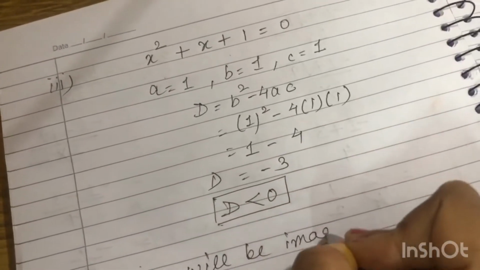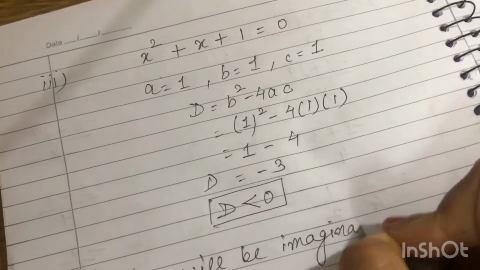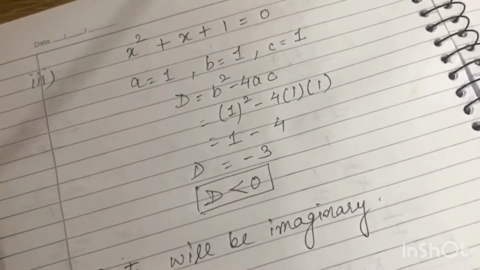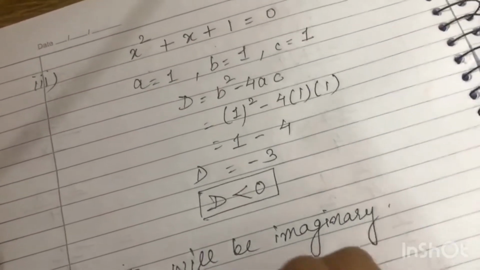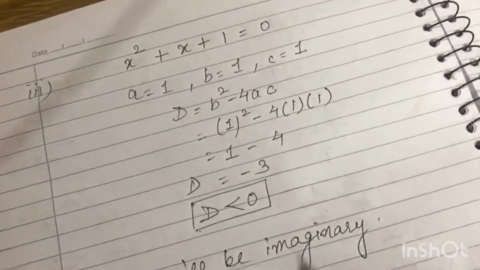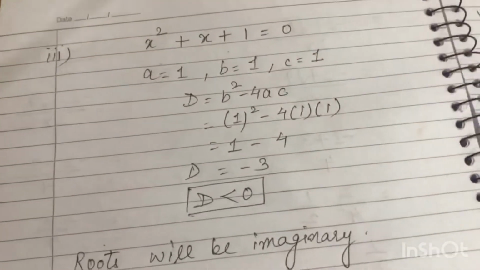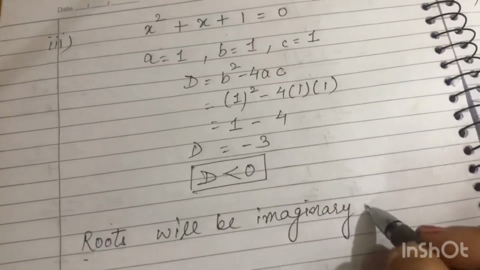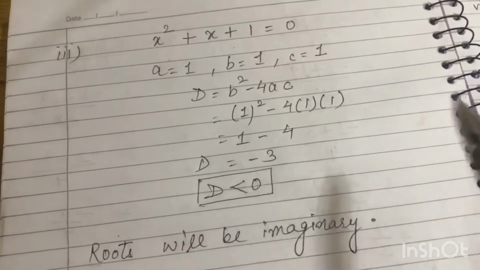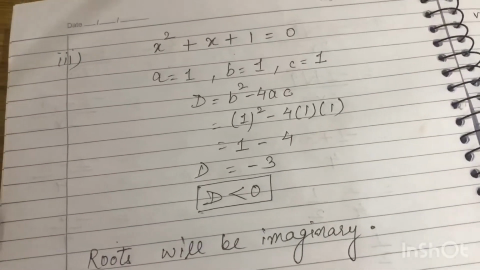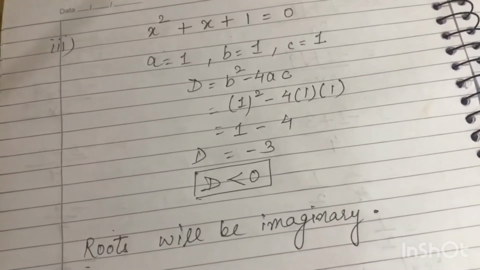The roots will be imaginary. Imaginary means a value will come in which inside the root there is a negative sign. Okay, so we are not solving this equation because we just have to tell the nature of roots here. That is why we are not solving. Otherwise you can solve it also and you can find how it comes out.